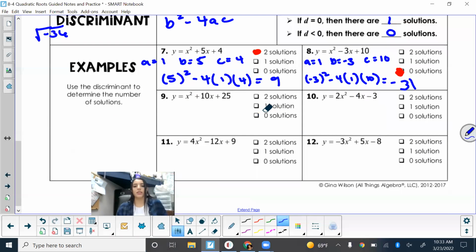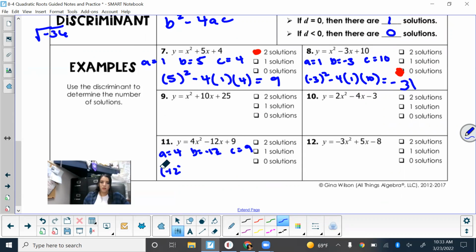So actually, let's do a different one. Let's do number 11. All right, so number 11, we're going to have A equal to 4, B equal to -12, and C equal to 9. Plugging it into our formula, we get -12 squared minus 4 times 4 times 9. So just see how all we did was plug in these numbers into this discriminant formula.